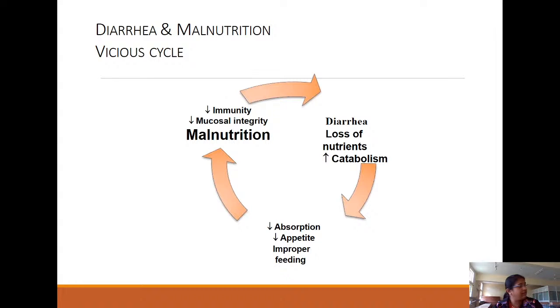So what happens in diarrhea is that there is loss of nutrients or increased catabolism. Once the nutrients are lost and there is increased catabolism, there is decreased absorption, poor feeding, and decreased appetite, and that predisposes to malnutrition again. He is not taking orally well, is not able to meet the basic caloric demand, so he is predisposed to malnutrition. Once the child becomes malnourished, he again has low immunity and low mucosal integrity of the gut mucosa, and this again predisposes to infections of any form. It could be a respiratory infection or a GI infection like diarrhea. So diarrhea and malnutrition are a vicious cycle.